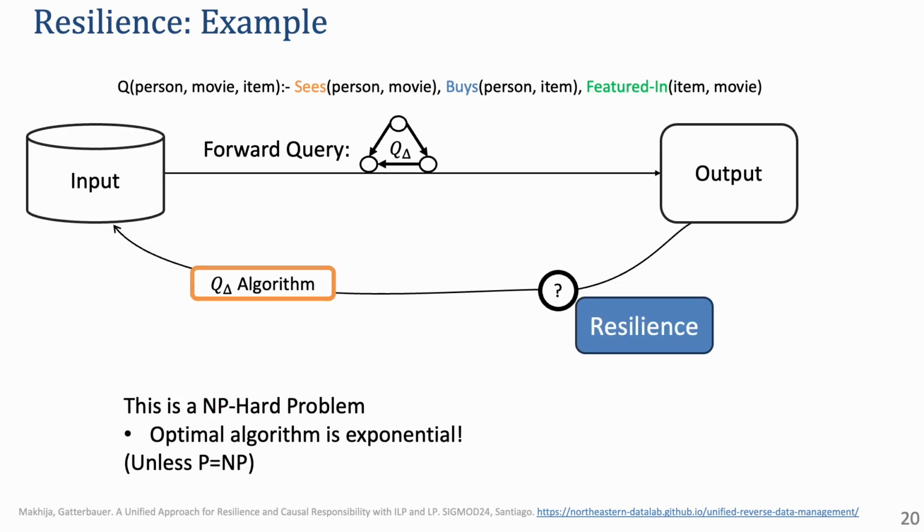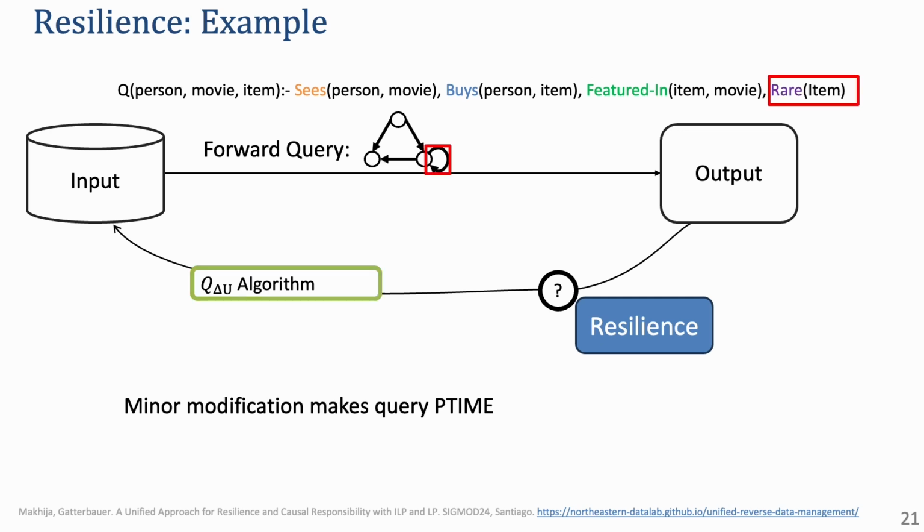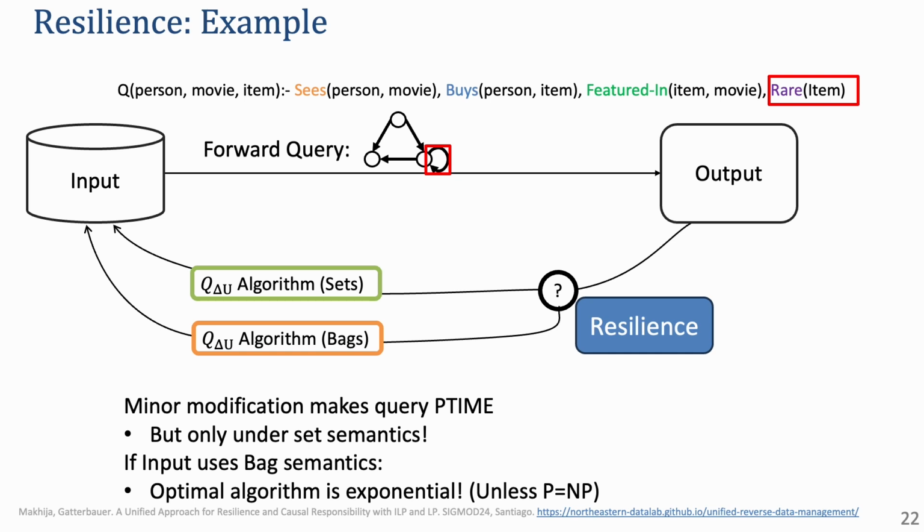In general, though, finding the resilience of the triangle query, which is the kind of query we just saw, is NP hard, which means that the optimal algorithm must be exponential, providing P not equal to NP. But it turns out, if you just change the query a little bit, so let's say we only care about product placements of rare items and we're adding this unary table to our conjunctive query, you can solve the resilience problem in P time. Adding more complications now, if you had bag semantics, so you allow duplicate values in your input tables, this query with the rare items again becomes NP hard.